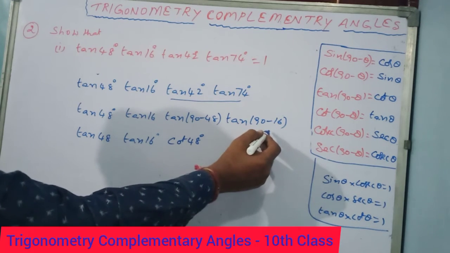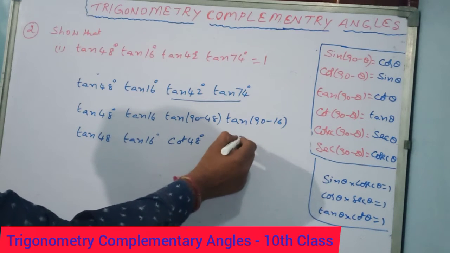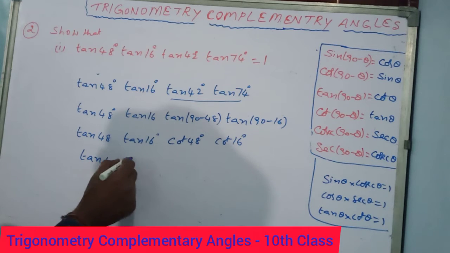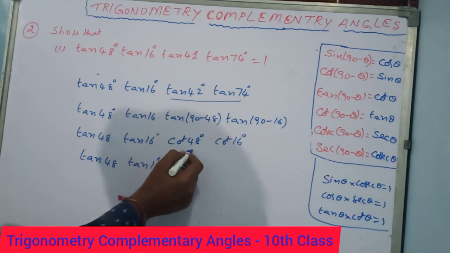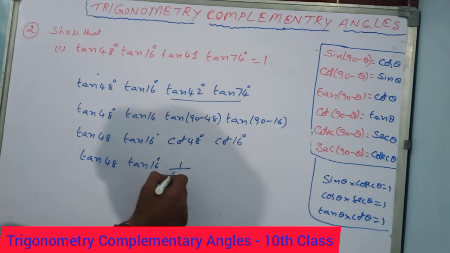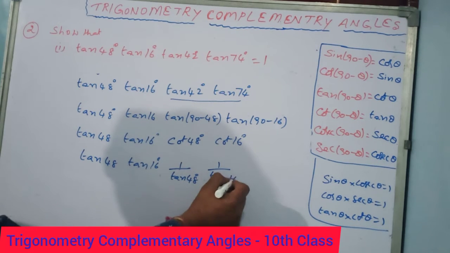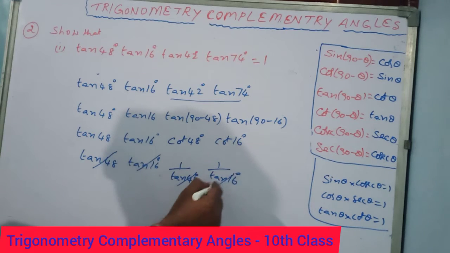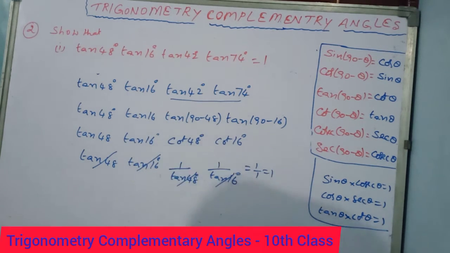What is that formula? Cot theta. In the theta place value, 16 degrees. Cot 16 degrees. So tan 48 into tan 16 into cot 48 is equal to 1 by tan 48, into cot 16 is 1 by tan 16 degrees. So tan 48 cancels, tan 16 cancels, and we get 1 by 1, which is equal to the value 1.